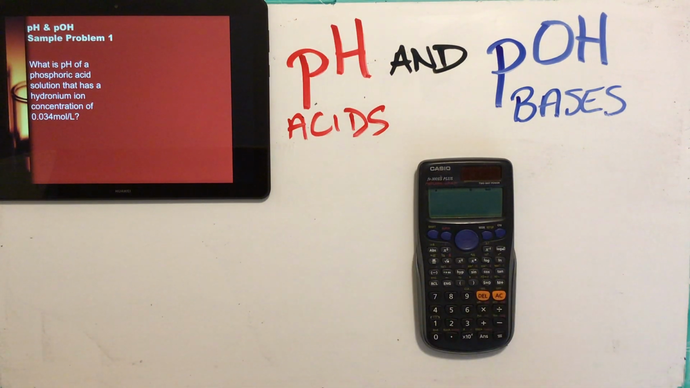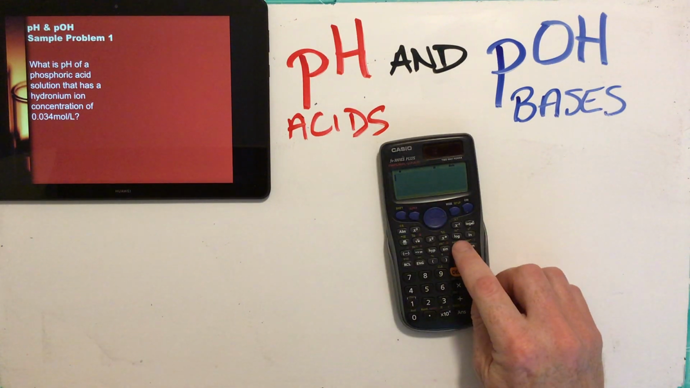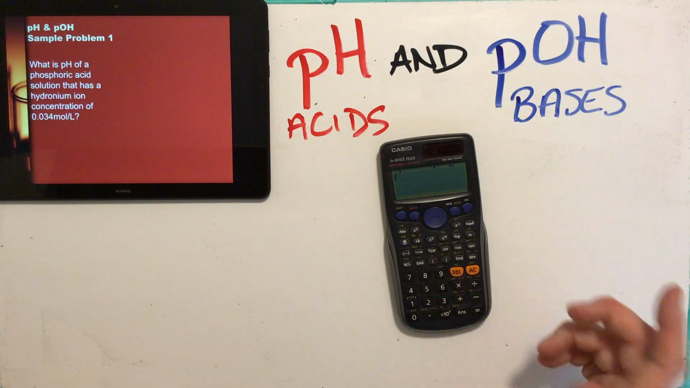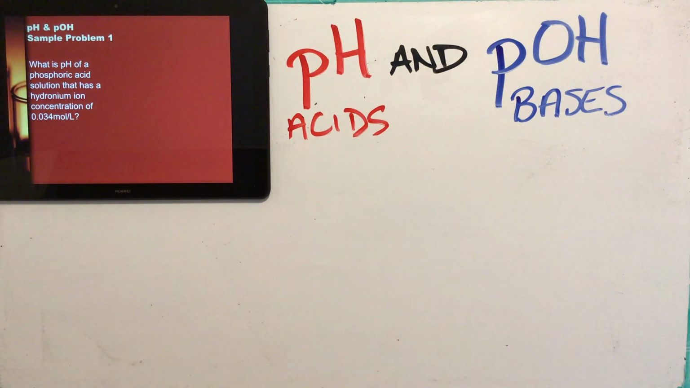Anyway, so we'll turn that on. I need this button right here. I don't know if you can see it, the logarithm button right here. I need that. And my exponent button is right here. I need that to do these problems. All right? So, our first problem.